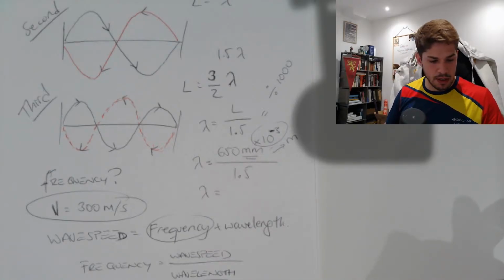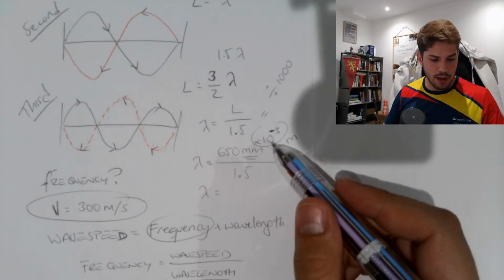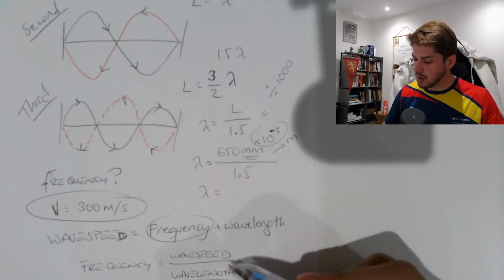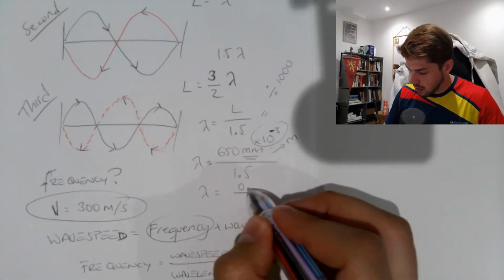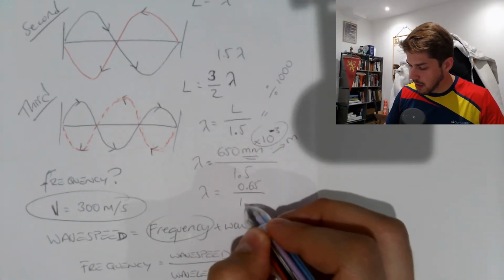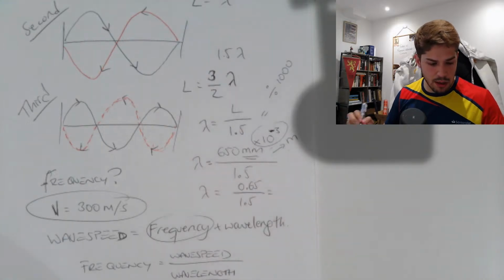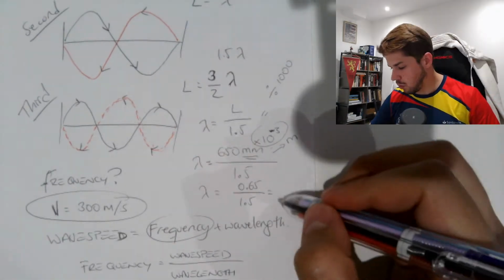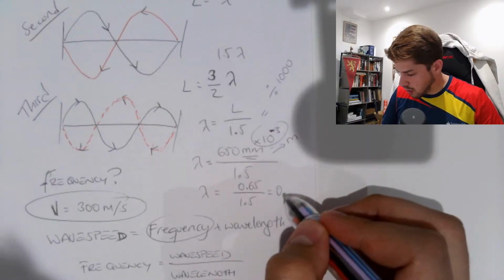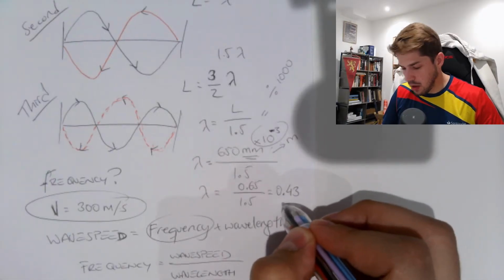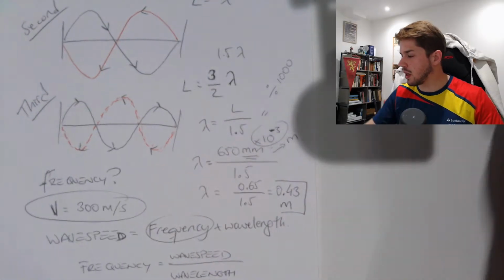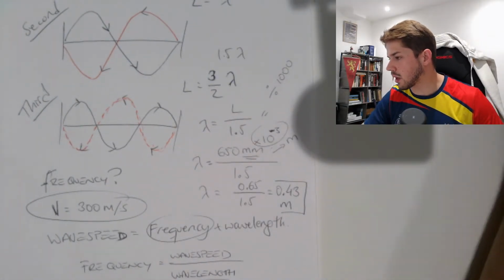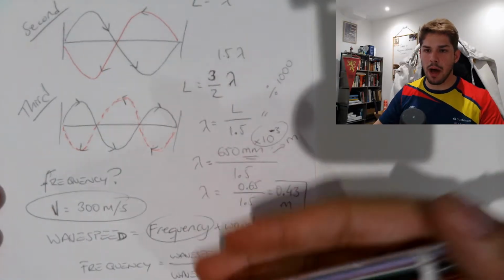So 650, first we divide by 1,000 to have the proper units, because we cannot work in millimeters. We need to work in meters, and that is 0.65, and then 0.65 divided by 1.5, that's gonna give me the wavelength in meters, which is 0.43 meters. This is the wavelength of the string in meters. Okay, now that I have it in meters, I can go back and calculate the frequency.